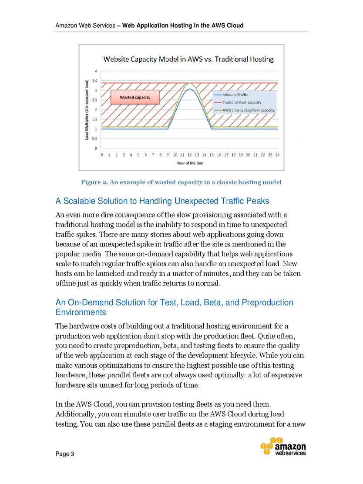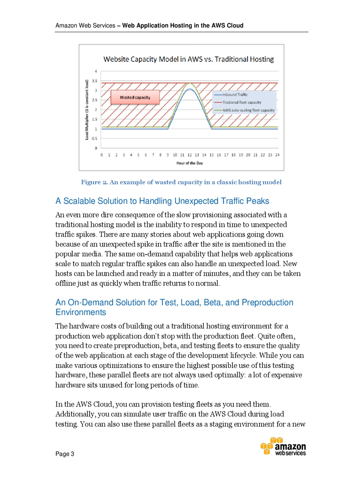Figure 2. An example of wasted capacity in a classic hosting model. A scalable solution to handling unexpected traffic peaks. An even more dire consequence of the slow provisioning associated with a traditional hosting model is the inability to respond in time to unexpected traffic spikes. There are many stories about web applications going down because of an unexpected spike in traffic after the site is mentioned in the popular media.